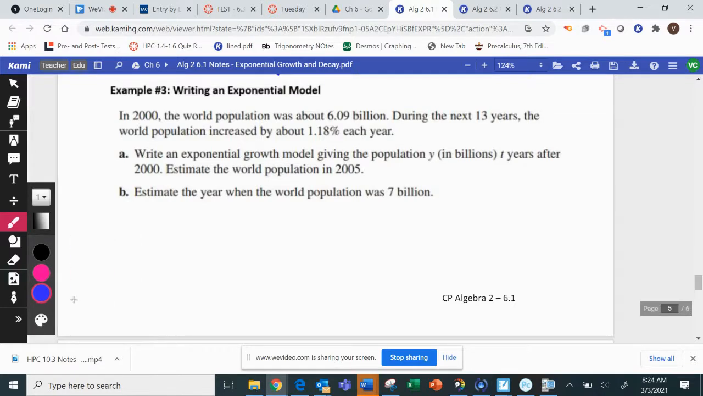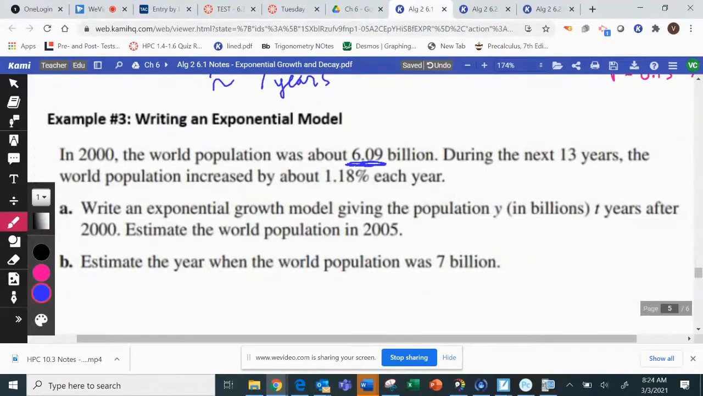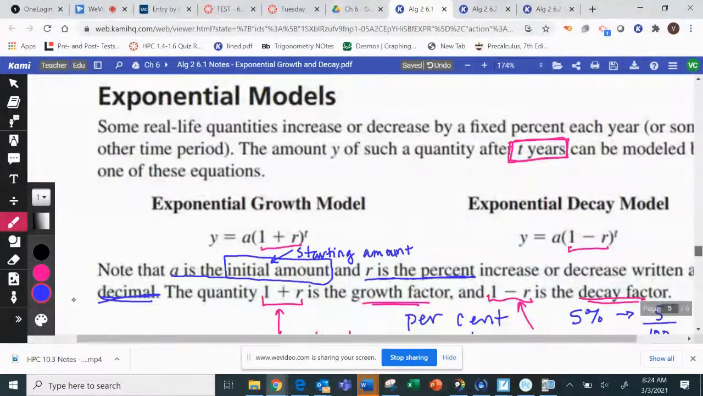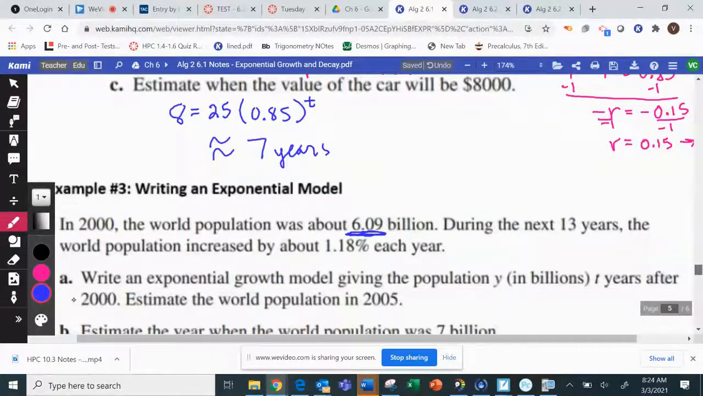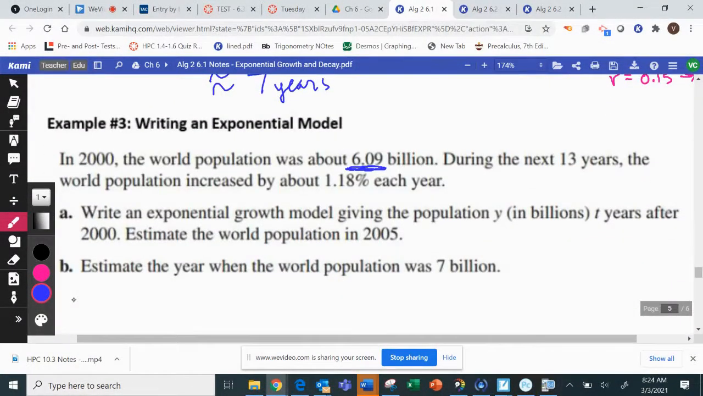So I'm going to go back through. We're starting in the year 2000. The world population was about 6.09 billion. So this is part of our model. What part of our model is the starting amount? Emma, what part is the starting amount in the model formula? Oh, no, that's the number, but what letter? A. That is the A.